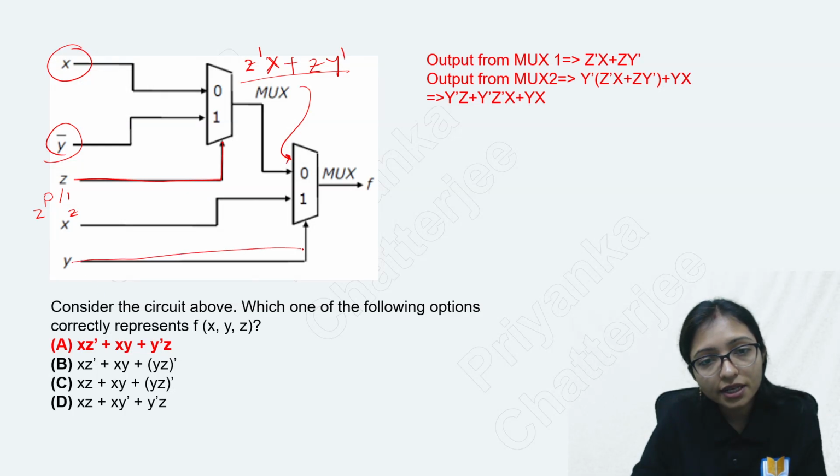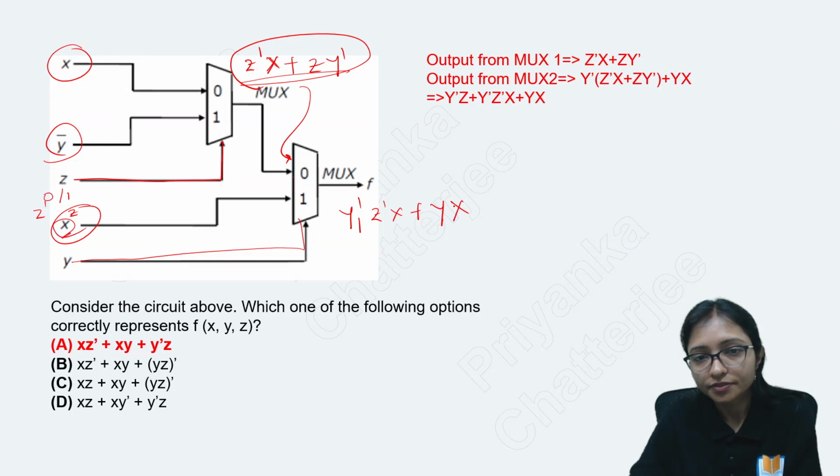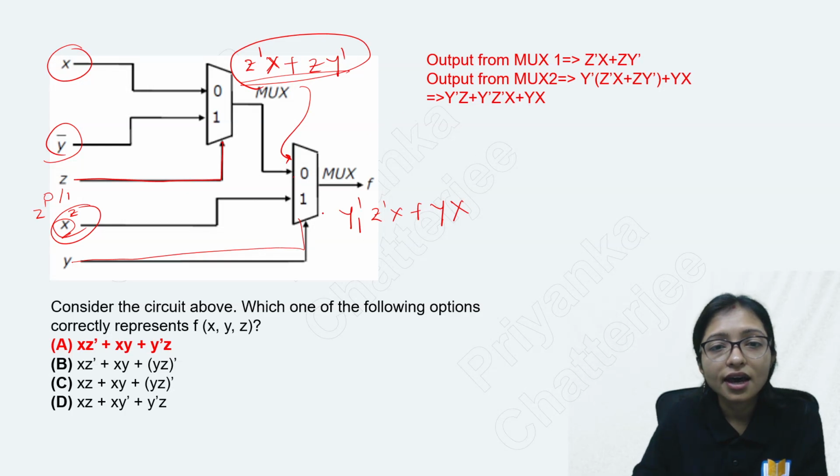How will this be selected? When I am getting Y bar, then at that time this is selected. So Y bar, Z bar, X, plus when I am getting Y, then directly this one is selected. This is X. This is actually X. So this is X. It is happening, right? So ultimately here you will get Y bar, Z bar.